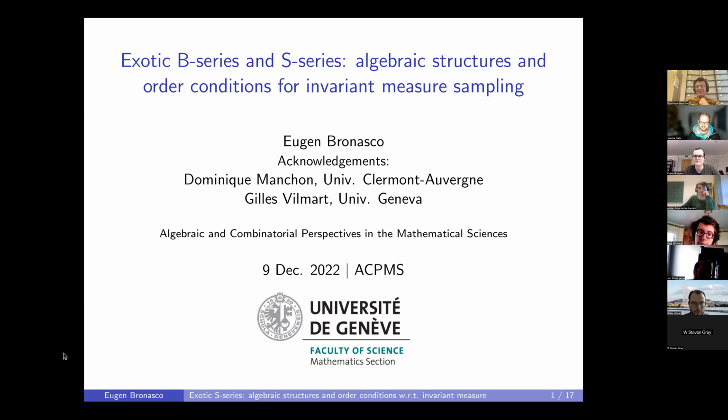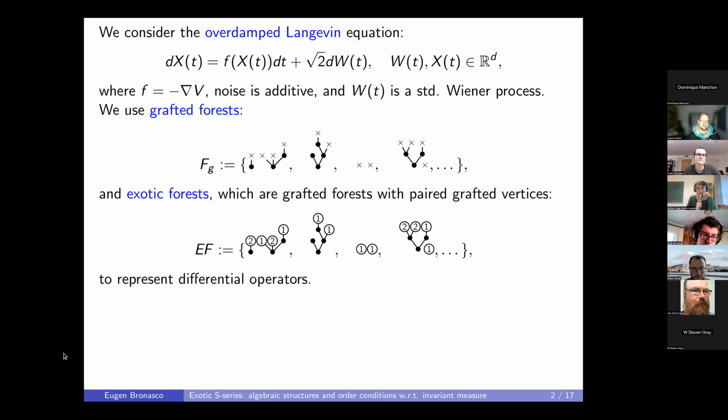Thank you very much for the introduction and for this opportunity to present this project. In this talk, I'll talk about order conditions for invariant measure sampling, in the framework of B series and S series. So we're going to see some trees and some arguments involving structures on trees and forests also. So let us start with a small preview.